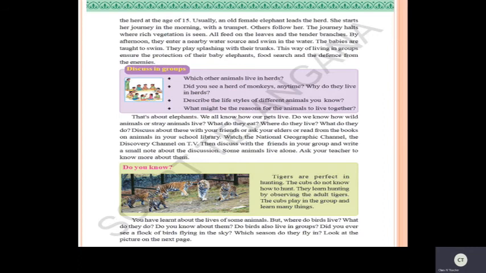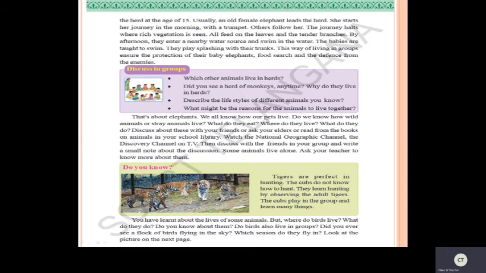Okay, children, if you want to know more about animals, please do watch the Discovery Channel and also the National Geographic Channel. There will be different books in our school library. Whenever you visit the school, you can also go to the library and study about different kinds of animals. Just read these books, you can improve your knowledge. Okay, children, now you can discuss in groups with your friends about these different kinds of animals.